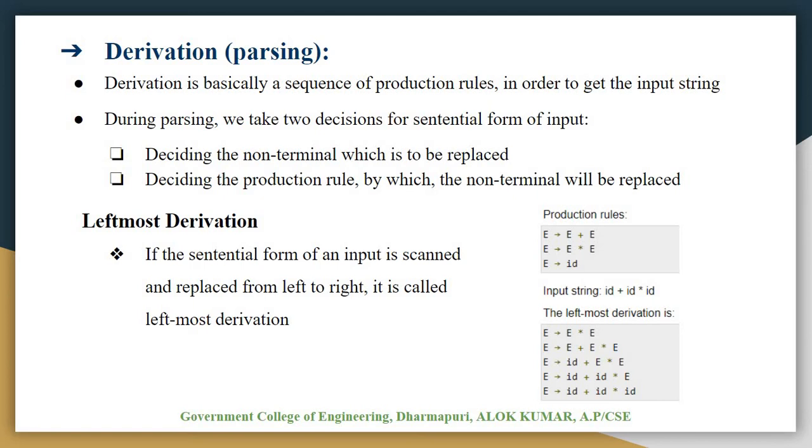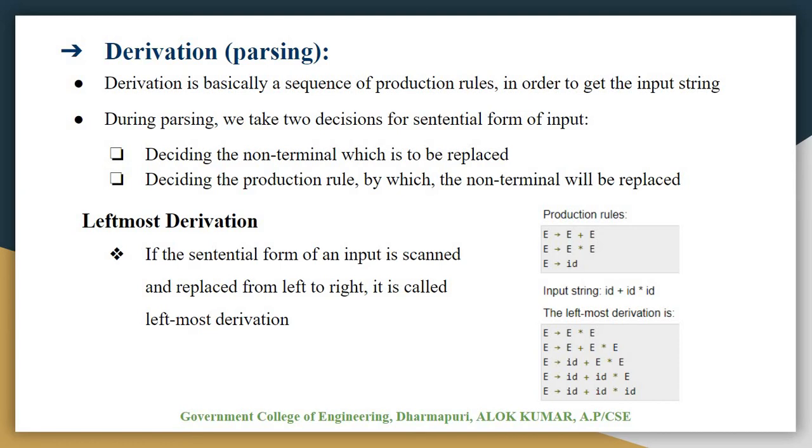If the sentential form of an input is scanned and replaced from left to right, it is called leftmost derivation. You can see here we have some production rules: E generating E plus E, E generating E into E, and E generating ID. Suppose we have the input string ID plus ID into ID. We take this input string and have to derive it using leftmost derivation.